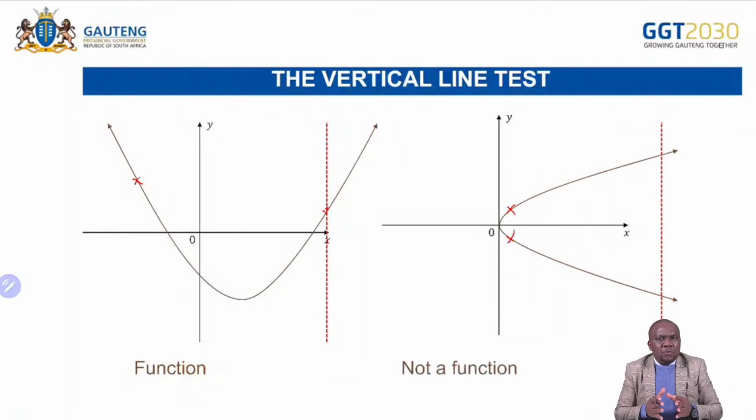So this is a simpler way of testing if a relation is a function or not. Remember the vertical line test. You can get a question in the exam about the vertical line test. Okay, remember that. Okay, right.